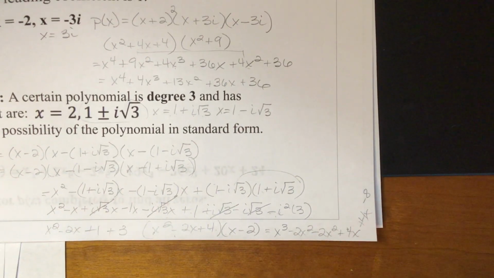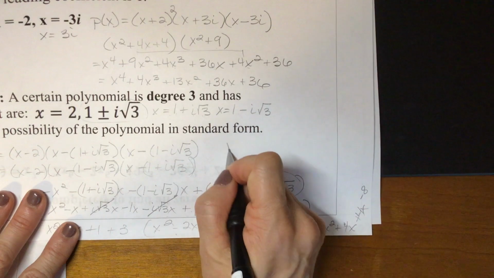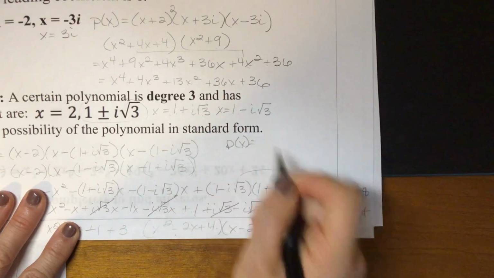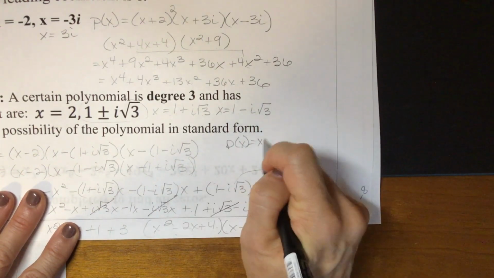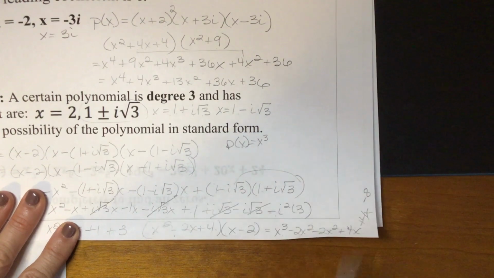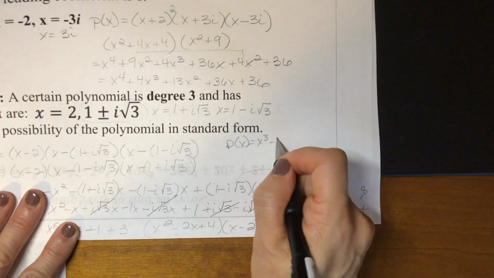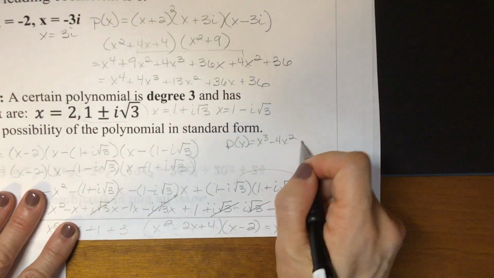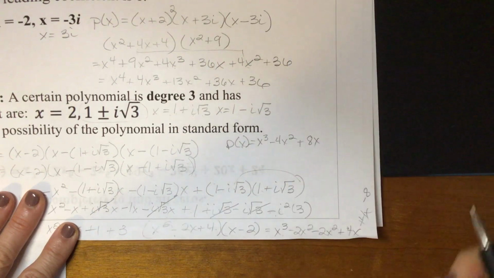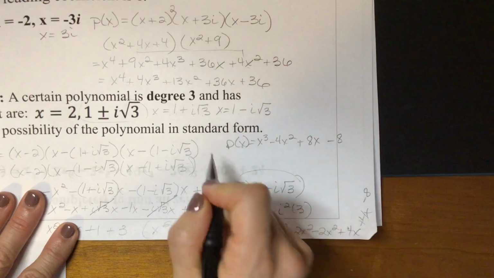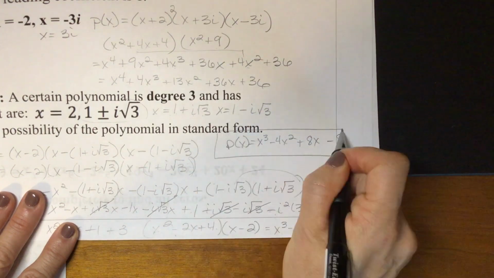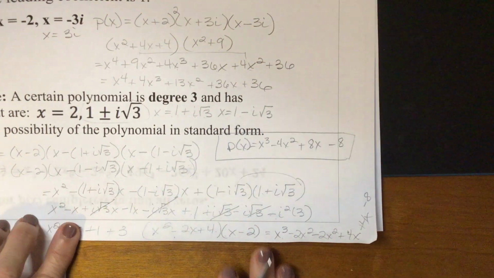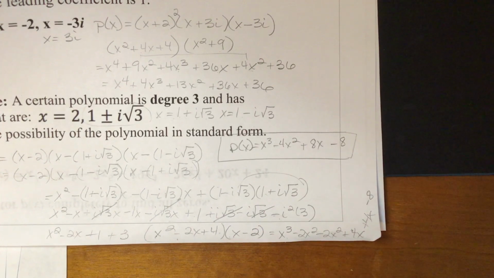And then we need to combine like terms. So up here, I have x cubed. There's just one of those. There's 2 minus 2x squared, so minus 4x squared. 2 positive 4x's, so plus 8x, and then minus 8. That was a fun one.